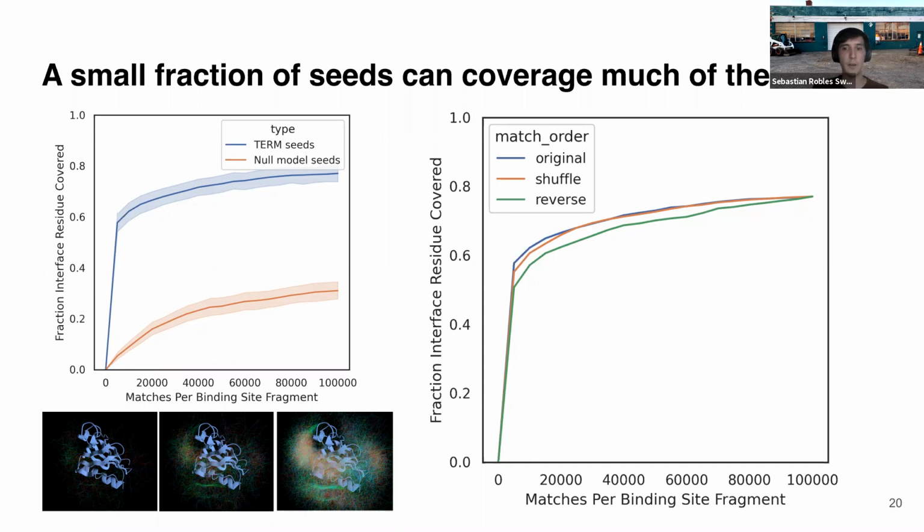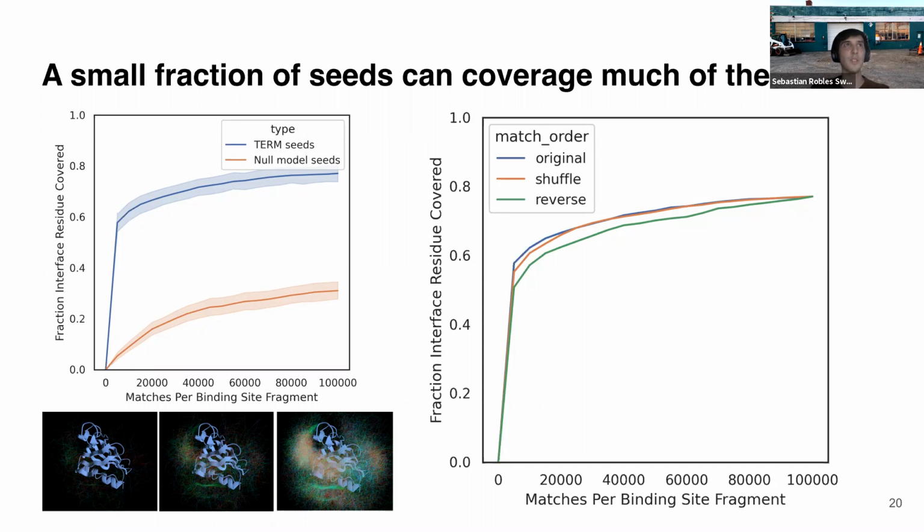So I varied from 5,000 to 100,000 matches, and that's what I'm showing you on the top left. The basic trend was that coverage increased as we used more matches to generate more seeds, which is exactly what you expect. But interestingly, we found that the rate was very different between the term and null model seeds.